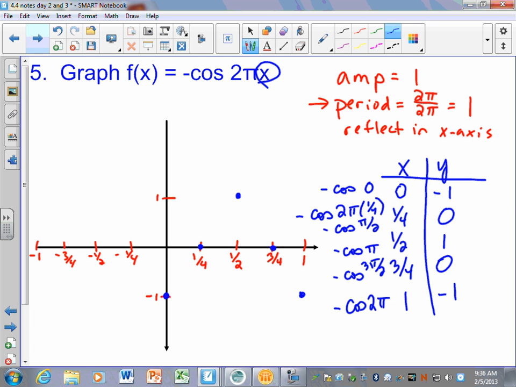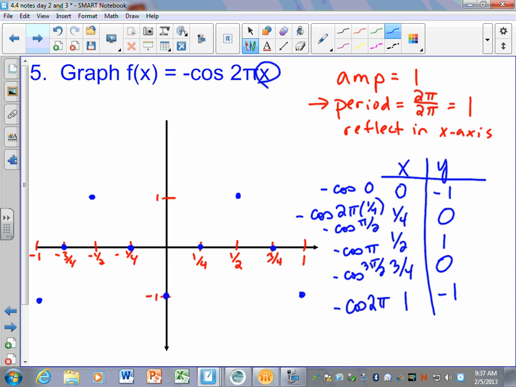And what's the great thing about cosine to do the negative side? Is cosine even or odd? Even, which means what happens over there on the other side of the y-axis? It's exactly the same. Those points are going to be exactly the same. So at -1/4, it's going to be at 0. And -1/2, I'm up here at 1. Back to 0. Back to -1.